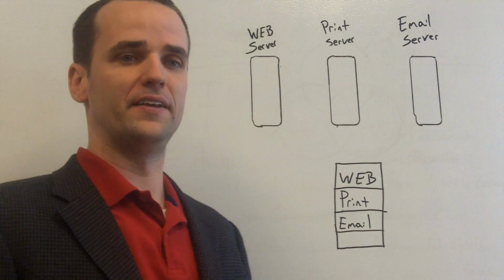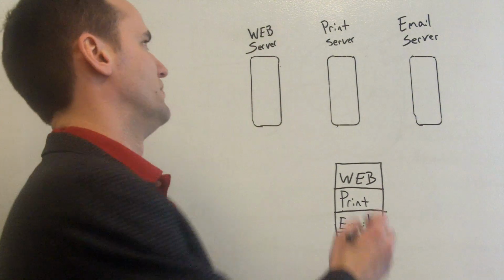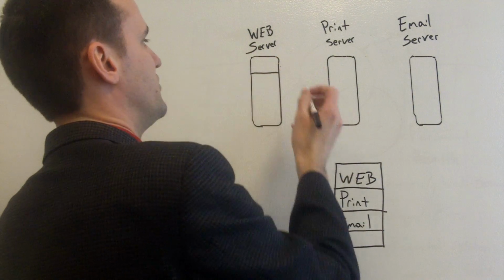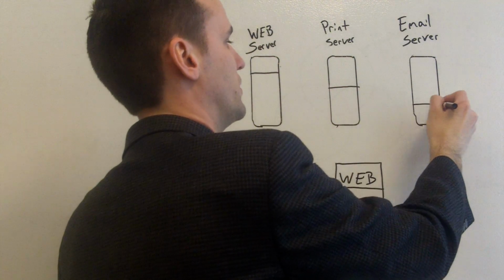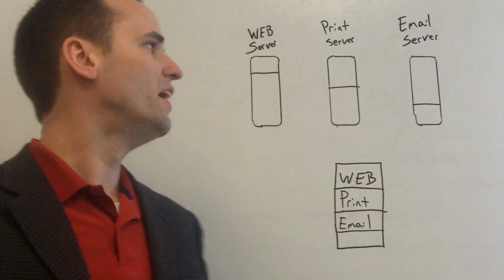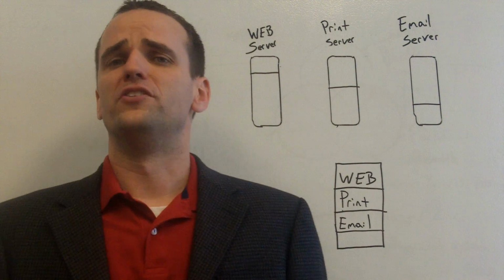And the problem with that is you might not utilize all of it. So you might see a web server only utilizing 20% of its capacity, maybe a print server at 50, and who knows where your email server would sit. And that results in a lot of waste of hardware.